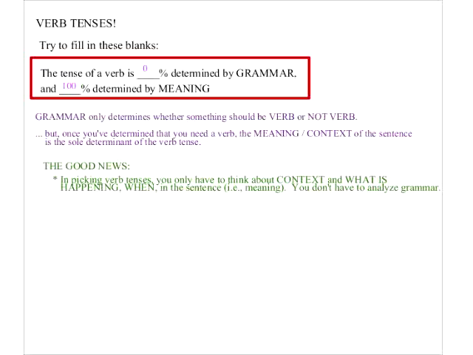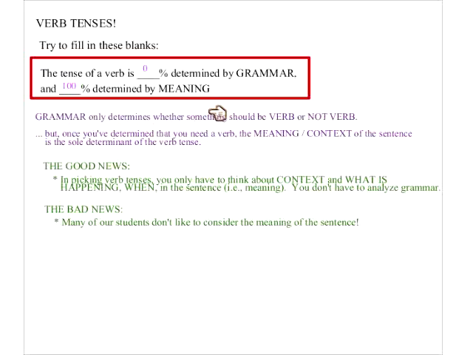On the other hand, the bad news is that many of our students don't really like to consider the meaning of the sentence. So, the deal is that you basically have to get used to it.